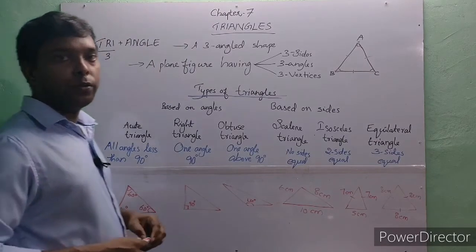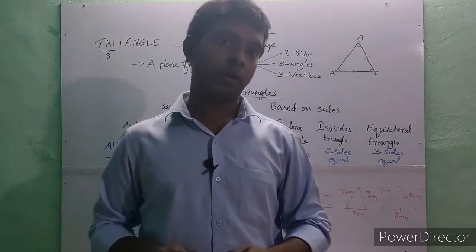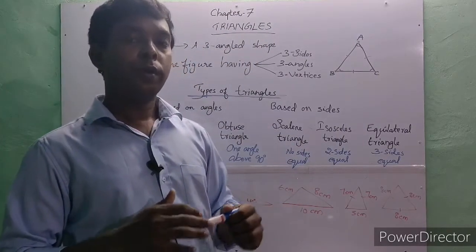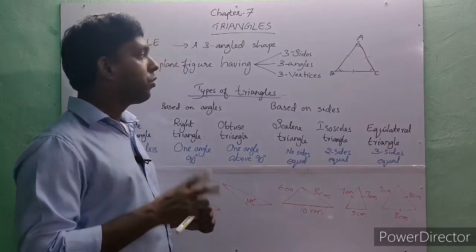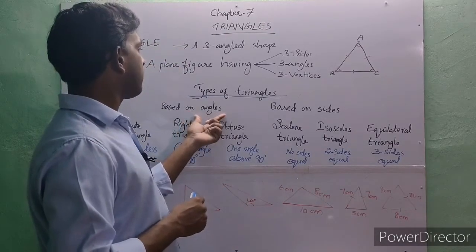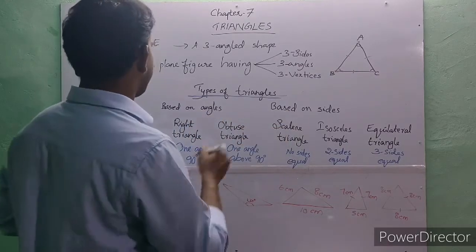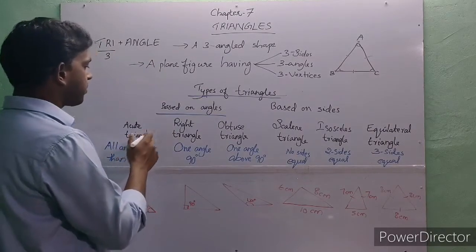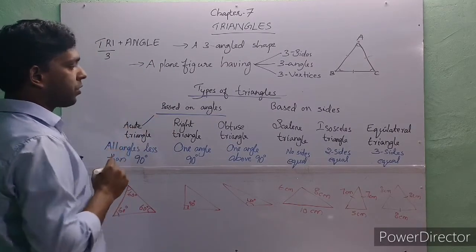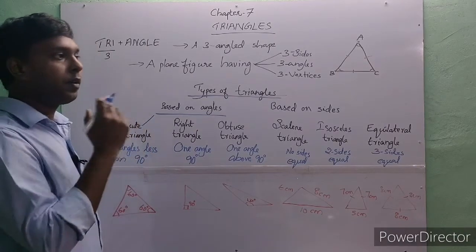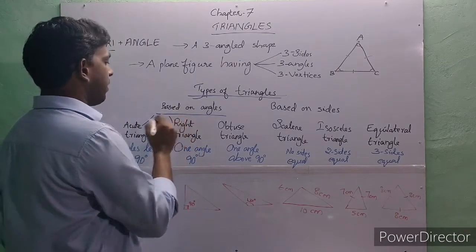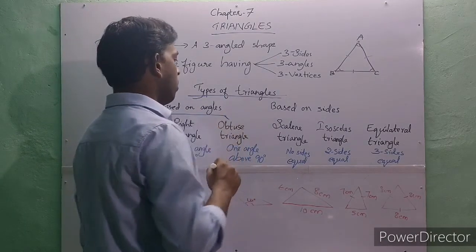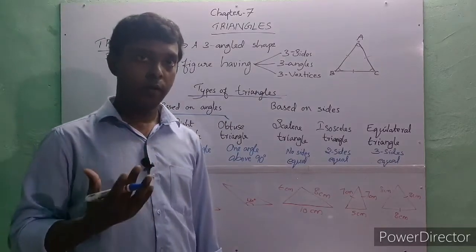Now let's move on to the next topic, that is types of triangles. Triangles are mainly categorized into 2 categories based on 2 factors: based on angles and based on sides. Based on angles, triangles can be of 3 types. They are the acute angle triangle, second, the right angle triangle, and third, the obtuse angled triangle.